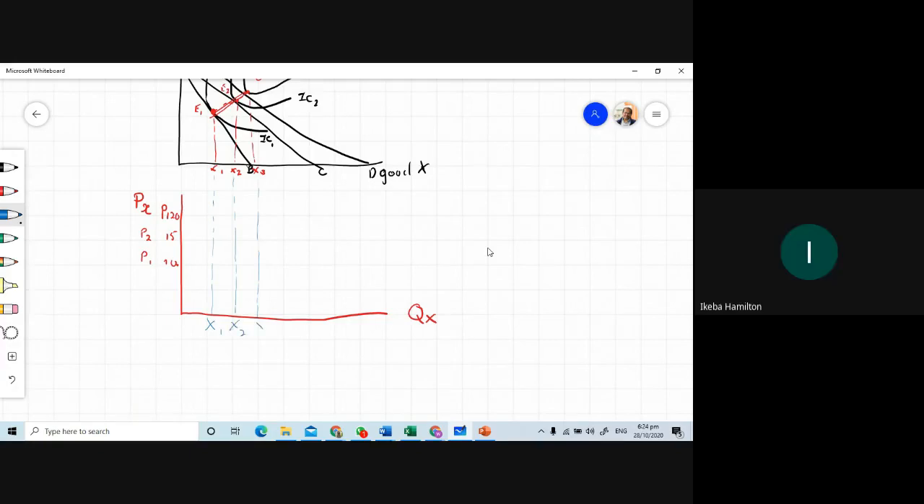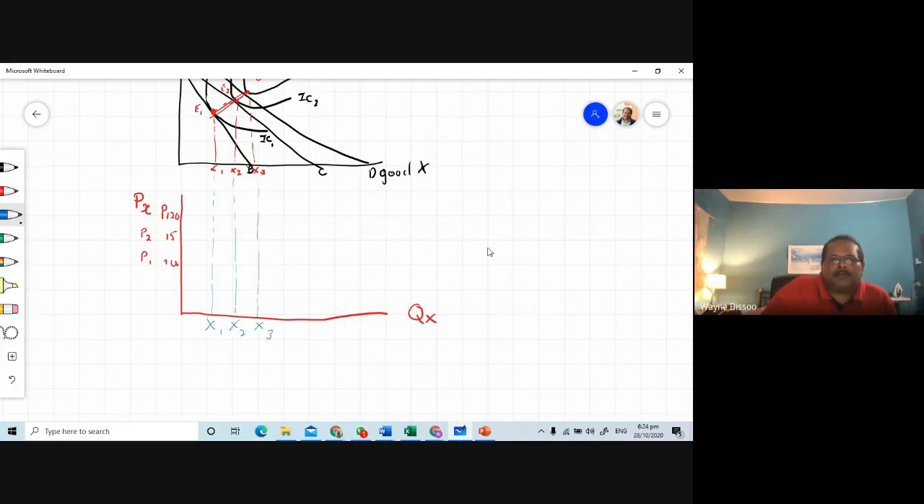So this is X1, X2, X3. X1 was the amount that we purchased when we were at P1. So that gives us this position here. At X2, this is the amount we were purchasing when prices fell to 15. So that's this intersection there. And at P3, I actually have this reversed. This is supposed to be P3 here, and P1 up there. So at P3, that's the lowest price, we were here.